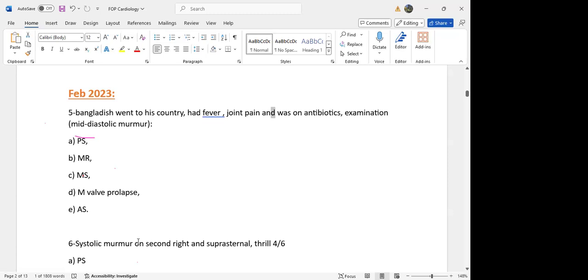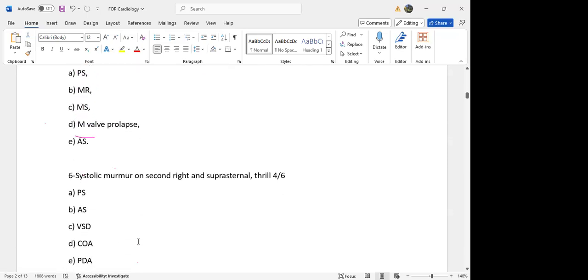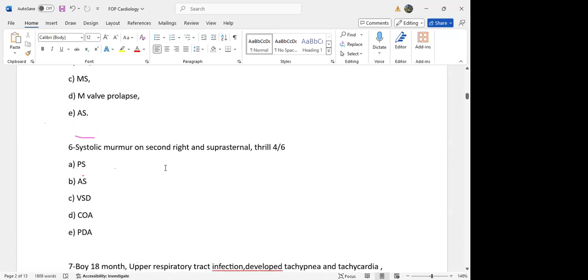Okay. The systolic murmur on the second right and suprasternal. So this murmur is on the right side, suprasternal, second right side, along with the thrill. So what do you think? What could the murmur be? Second right side.